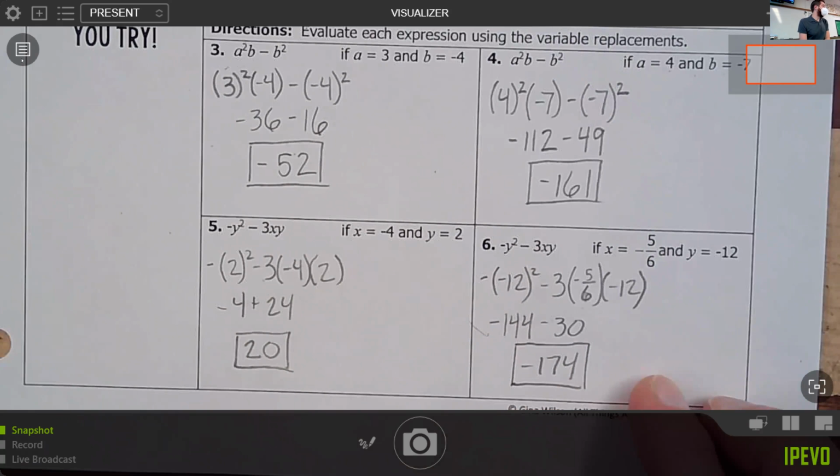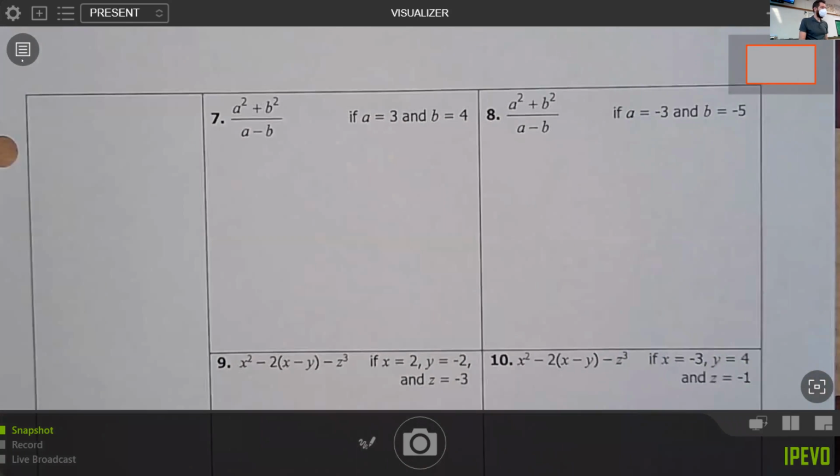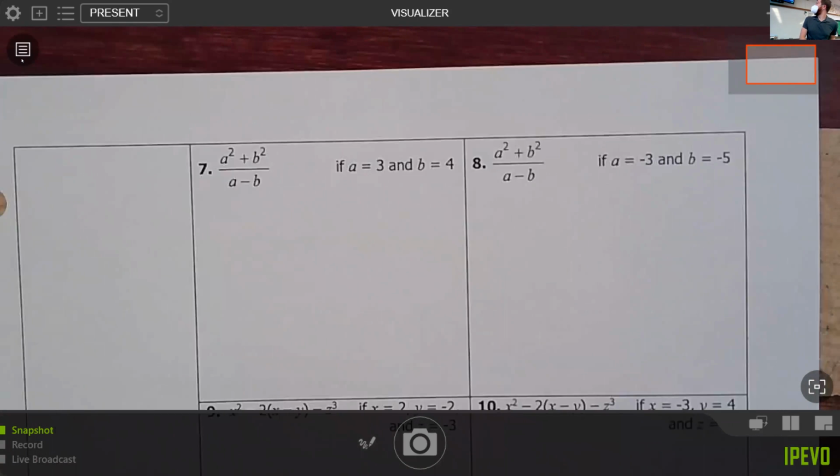And again, you are more than welcome to use a calculator on these calculations, if that is the part of it that's the most challenging. All right, flip it over, go to the next page. Let's take a look at the rest of these. We've got 6 more to go through. We'll go ahead and do the rest of these as a class. Nice work on those 4. So here we go. Number 7.